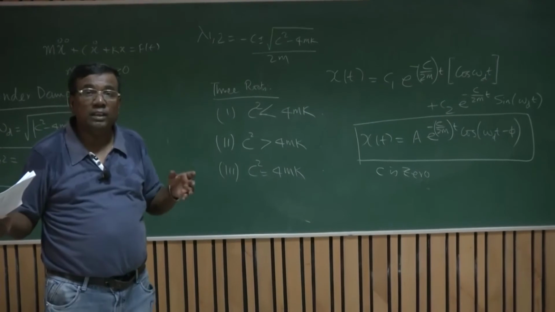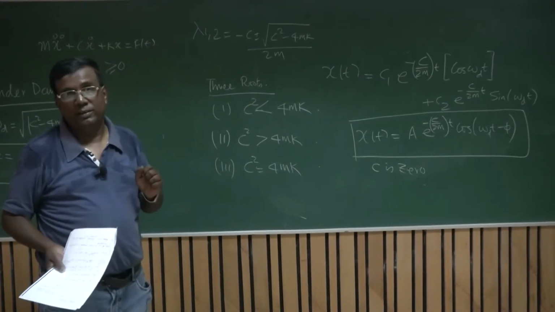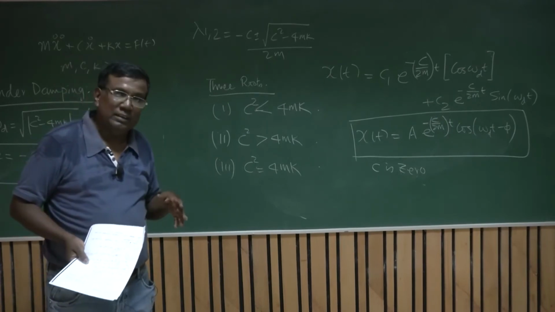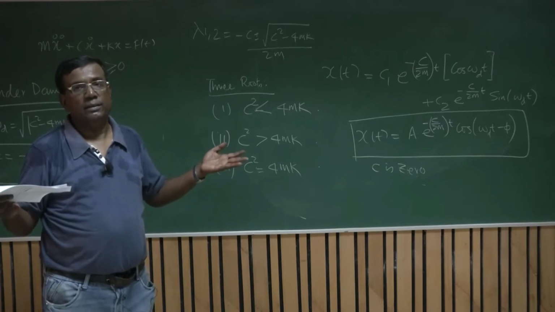That means what is the message? If you want to make a system dynamically stable, ensure that c is non-zero. Second message is, if you want it highly damped, increase the value of c. Clear? This is clear?